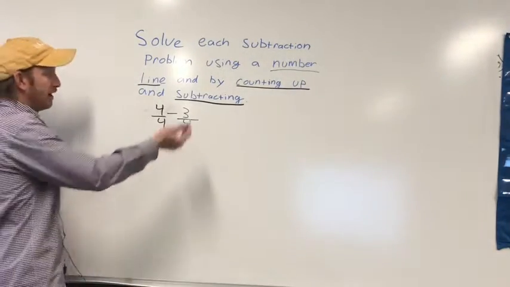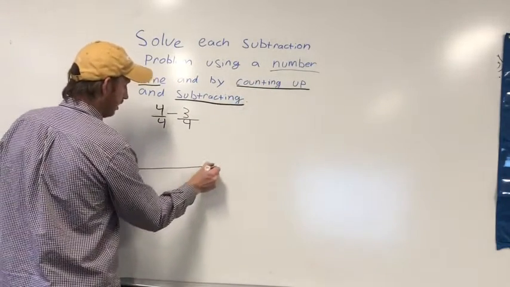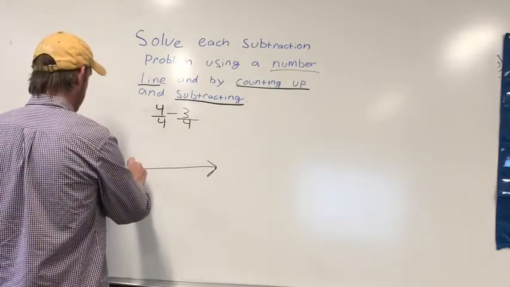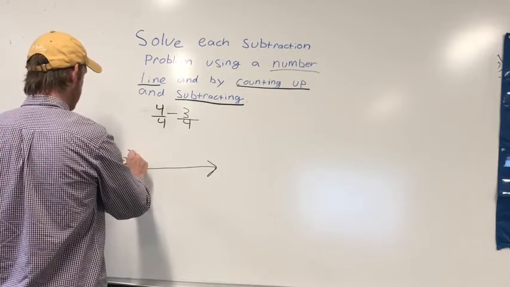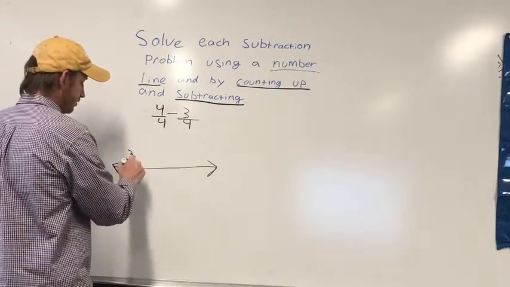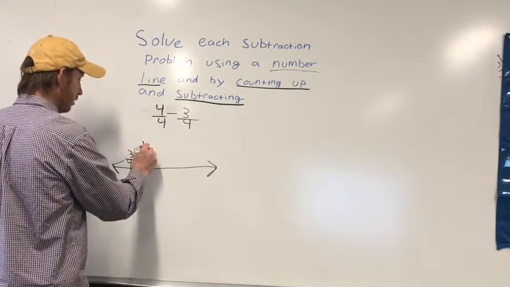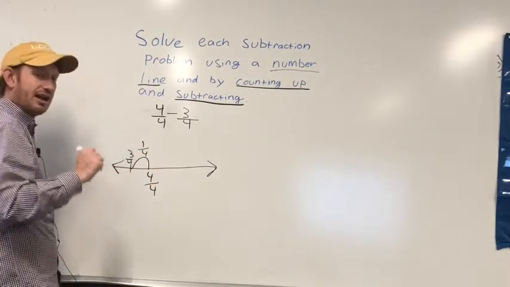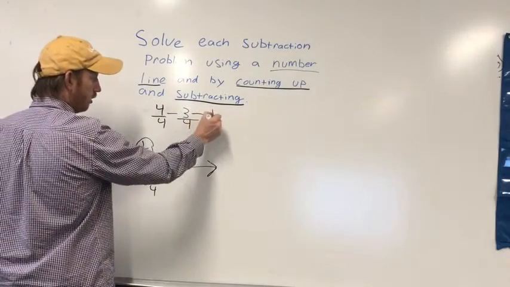So now I look back at my problem, and I have to count up. So I'm going to draw my number line. I'm going to start at 3/4, and I'm going to count up until I get to 4/4. Well, 1/4 to get to 4/4. That lets me know that the answer to this is 1/4.